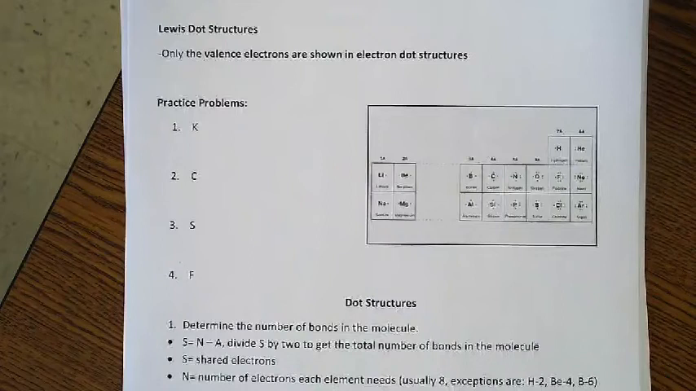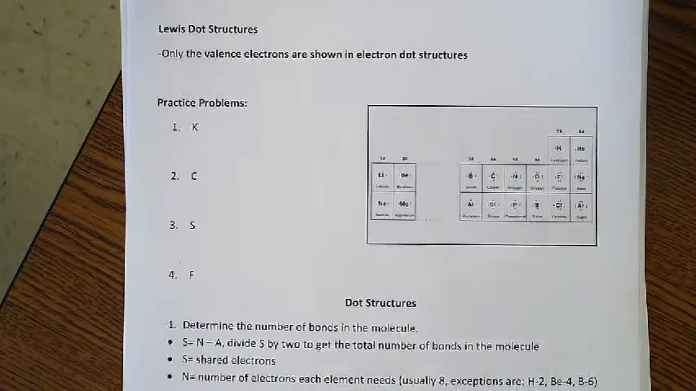All right, today I'm going to show you guys how to do Lewis dot structures and how to put molecules together. And the first thing you have to understand with Lewis dot structures is that the number of dots you have around an element is the number of valence electrons that element has. That's what each dot represents, its valence electron.